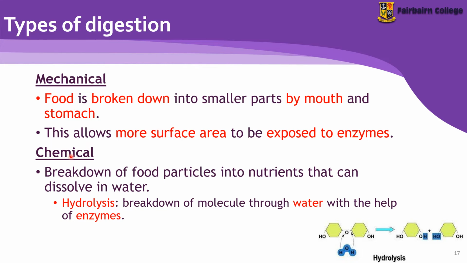So chemical digestion is the breakdown of food particles into nutrients so that the nutrients can dissolve in water and be absorbed in the small intestine. This chemical breakdown of food is called hydrolysis. Hydrolysis is a chemical reaction where a molecule is broken down by means of water, and in digestion it is assisted by the functioning of enzymes. We will look more in depth at how different enzymes break down different food molecules.